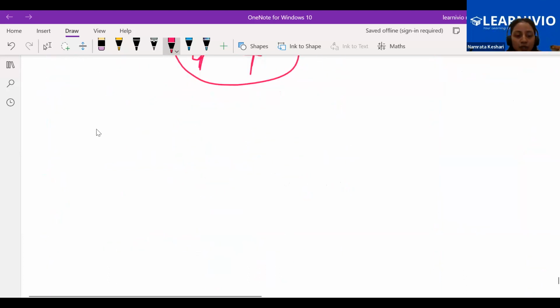Let me give one more, and then we will start the discussion of the quadratic equation having square root. So the next one is 100x square minus 20x plus 1 is equal to 0.